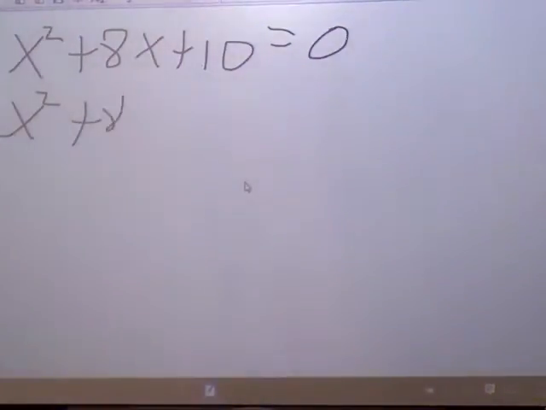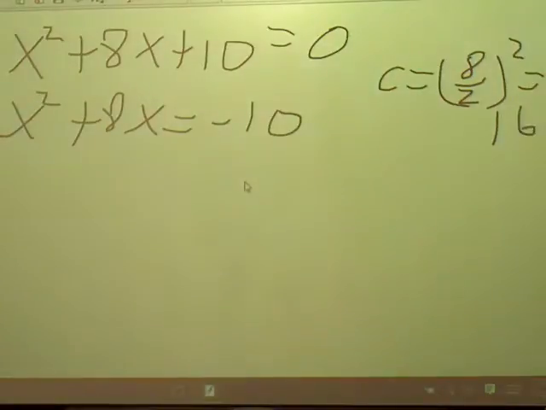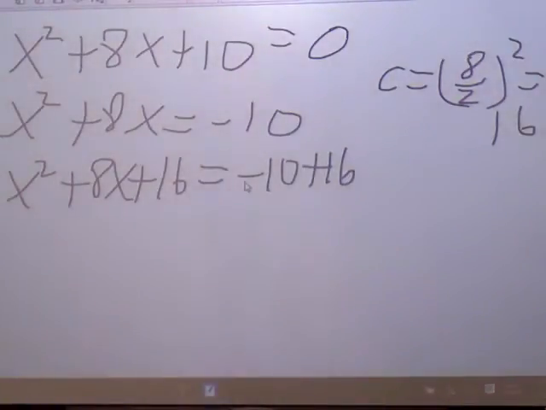x squared plus 8x equals negative 10. So we got rid of the bad c. Now we got to find a good c. Our good c is equal to our b. What's our b? 8. 8 divided by 2 is 4. And then square that. Get you 16. So we got to add 16 to both sides of that equation. So x squared plus 8x plus 16 equals negative 10 plus 16. And yes, you can just write 6 over there. First period started panicking. They thought I couldn't just write 6. Negative 10 plus 16 is 6.